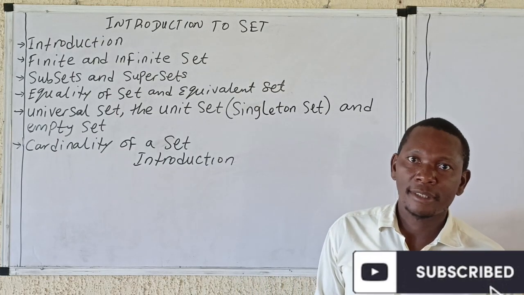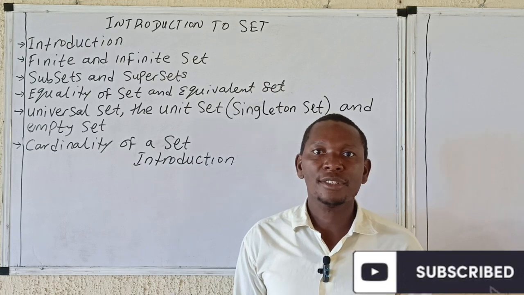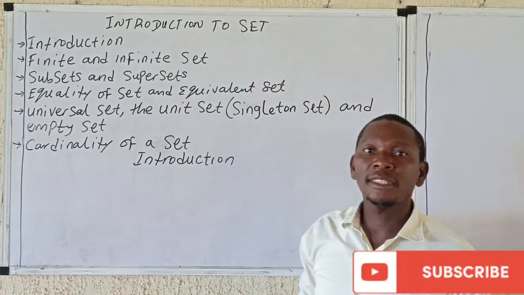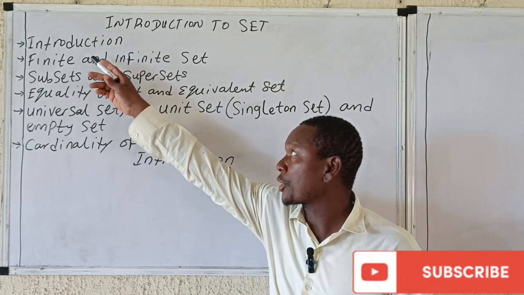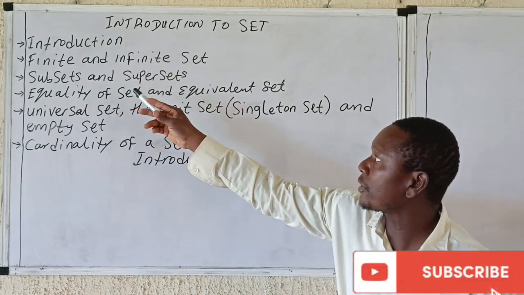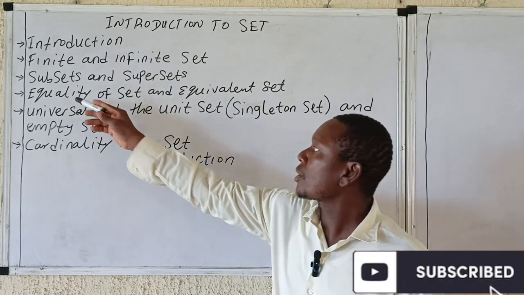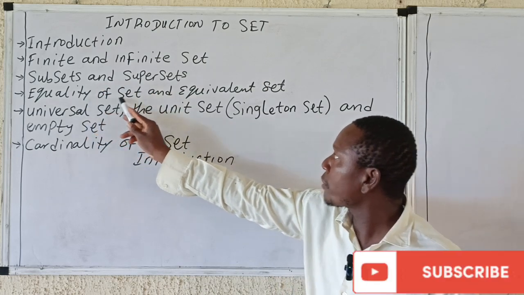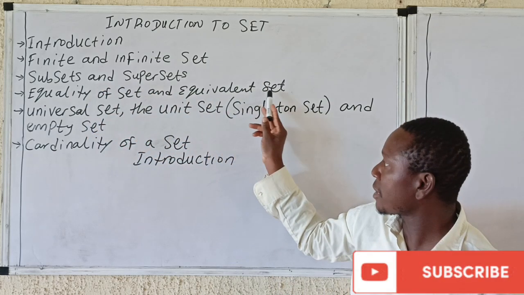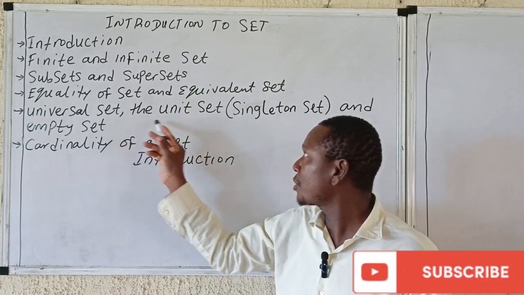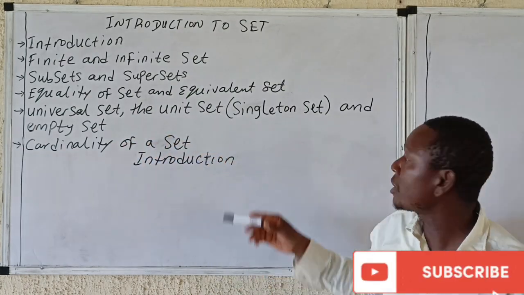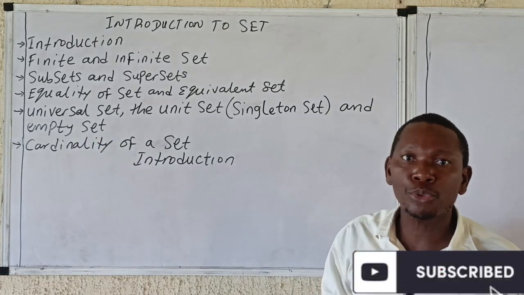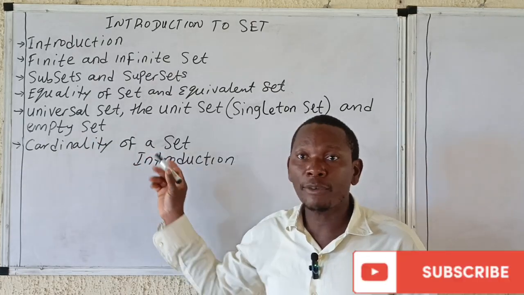Welcome to Science Access. In today's class, I'll be starting the set series with the introduction to set, and I'll be following this outline. I'll introduce you to set, talk about the finite and the infinite set, the subset and the superset, equality of set, as well as equivalent set, universal set, the unit set, which is also called the singleton set, as well as the empty set. Then finally, we'll talk about the cardinality of set.